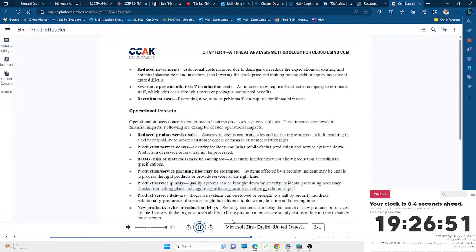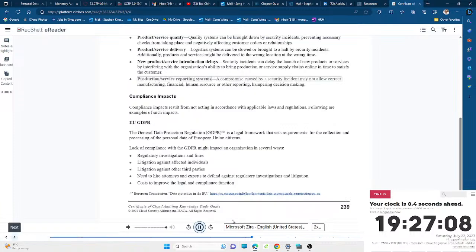customer orders or relationships. Product/service delivery. Logistics systems can be slowed or brought to a halt by security incidents. Additionally, products and services might be delivered to the wrong location at the wrong time. New product/service introduction delays. Security incidents can delay the launch of new products or services by interfering with the organization's ability to bring production or service supply chains online in time to satisfy the customer.